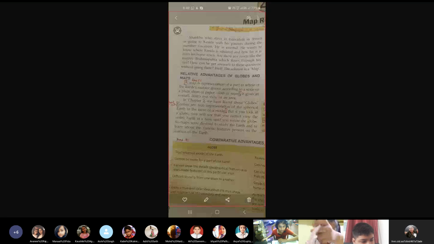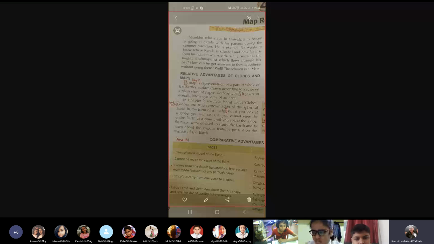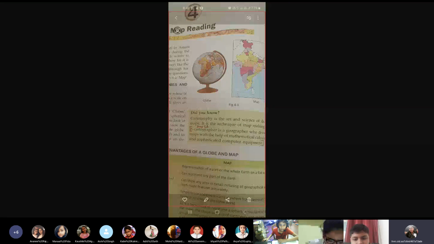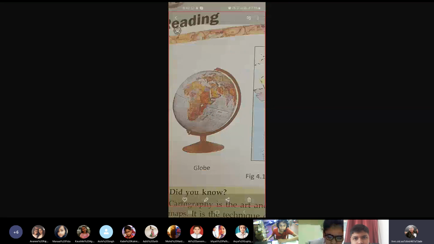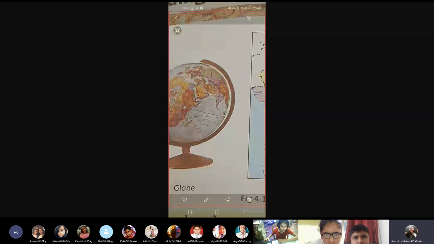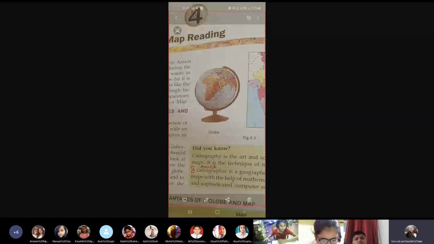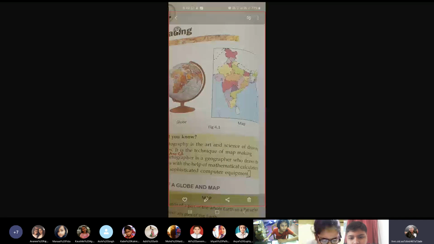Marked. Moving further. In chapter 2, we have learnt about globes. Globes are true representation of the spherical Earth in the form of a model. But if we look at a globe, you can see that you cannot view the entire Earth at a time until you rotate the globe. So maps were devised to study the Earth and to learn about the various features present on the surface of the Earth. Now children, see, this is a map. If I want to see India on the globe, it is small and doesn't have as much detail as the map has. See, a map is more visual, more visibly correct, and you can see it correctly.